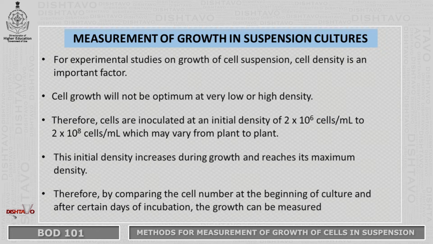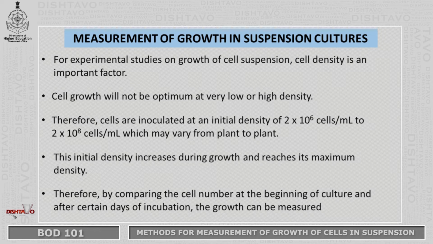Therefore, the cells are inoculated at an initial density of 2 into 10 raised to 6 cells per ml to 2 into 10 raised to 8 cells per ml, and this initial density of the inoculum that is used in preparation of suspension cultures may vary from plant species to plant species. And this initial density increases during growth and reaches its maximum density during the stationary phase of growth.